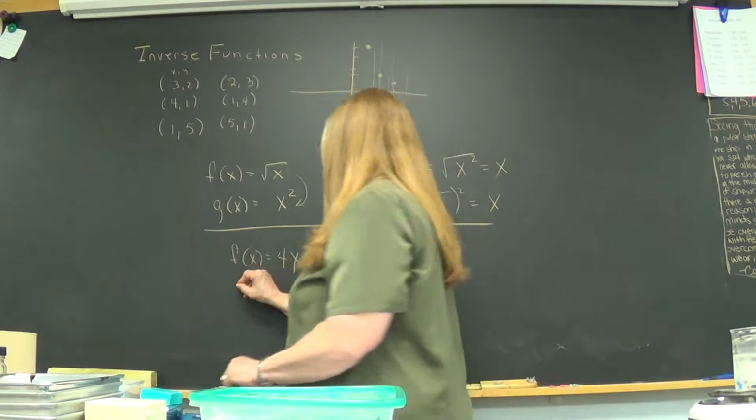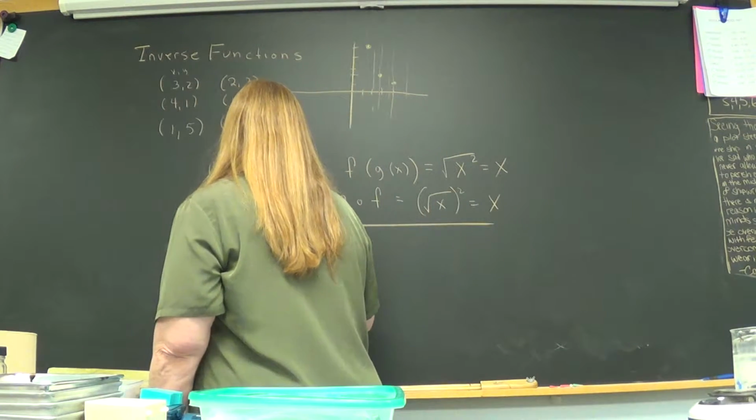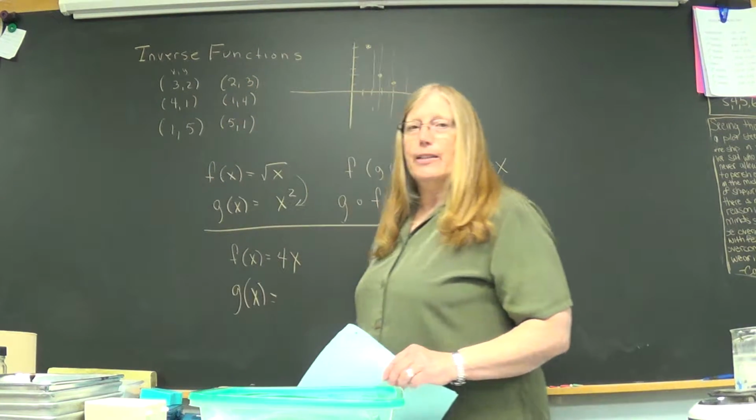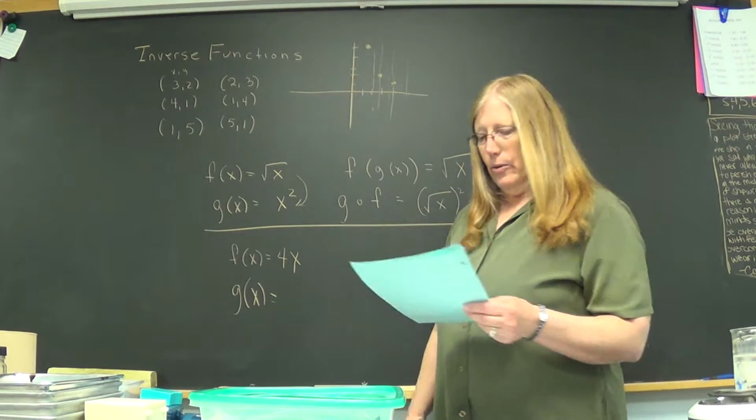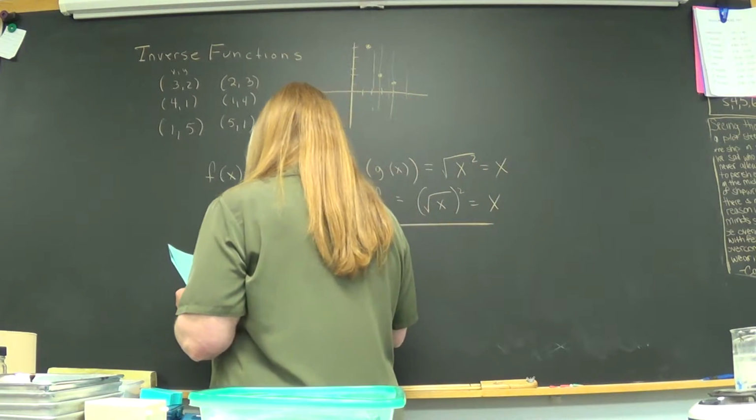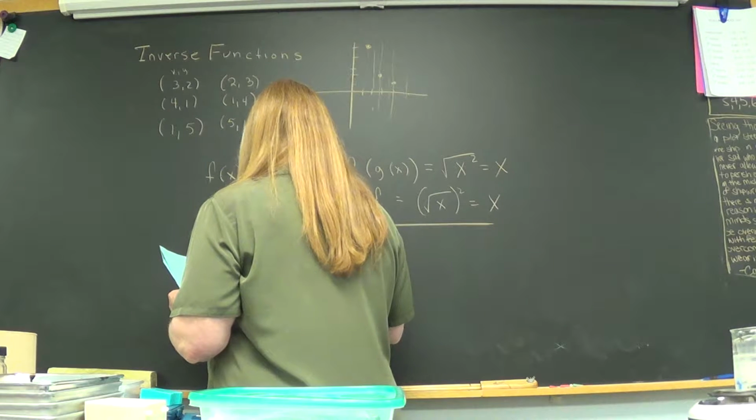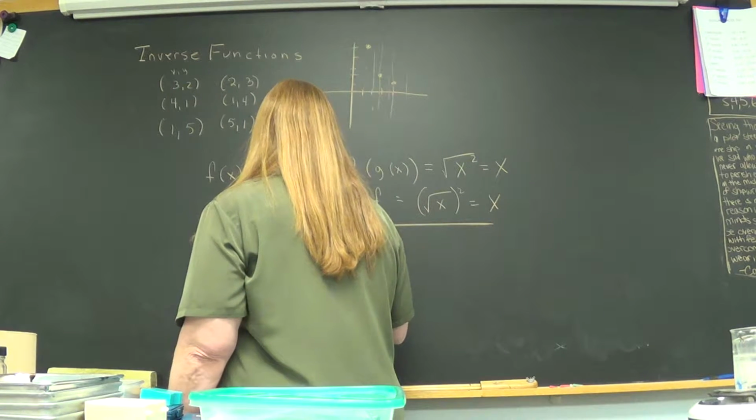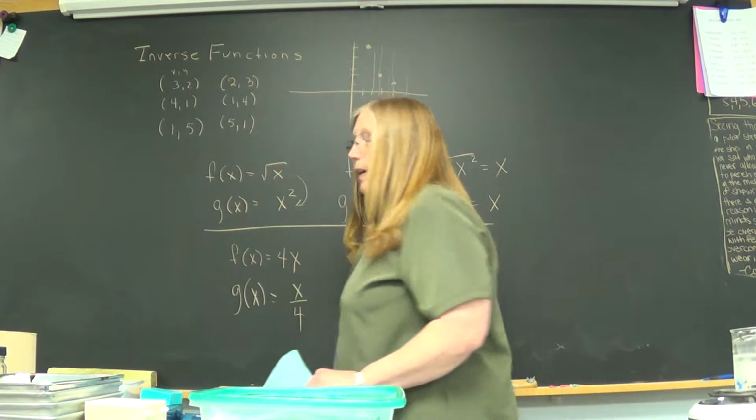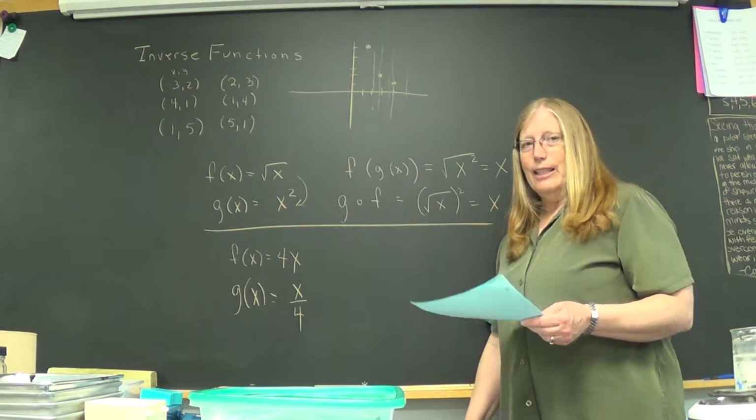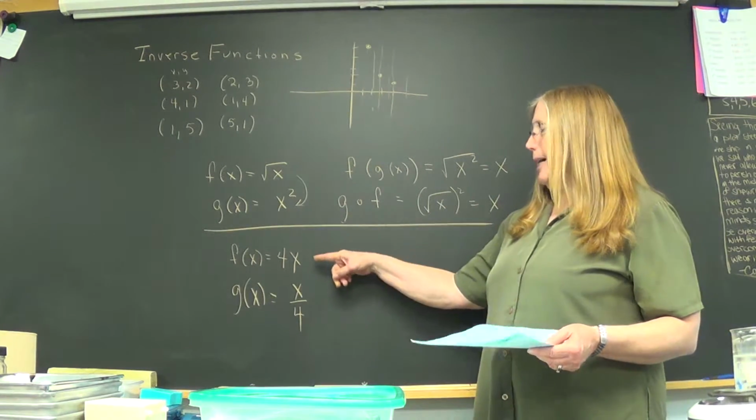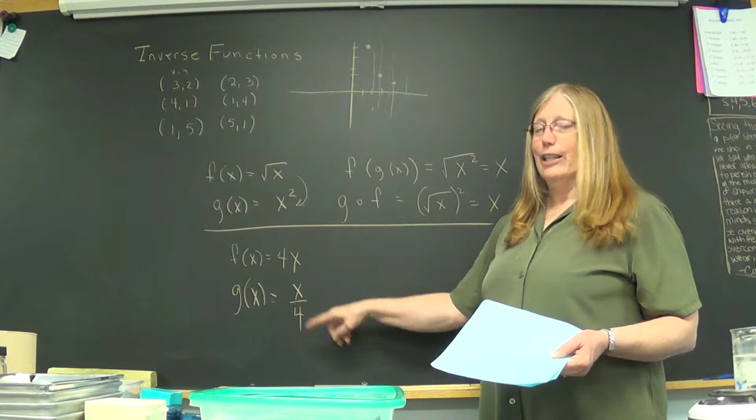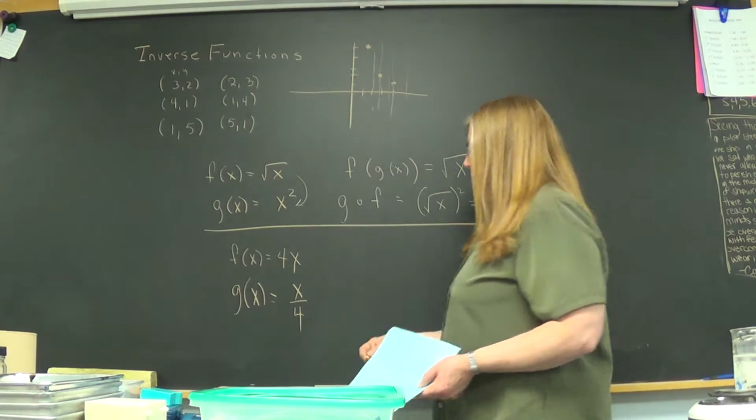So the g function that will undo it, please write it, pause it, and write down what you think it is, or write it down quicker than I am, and compare. I'm saying that the g function will take what I put in it and divide it by 4. Let's test that algebraically to see if f and g are indeed inverse functions of one another.